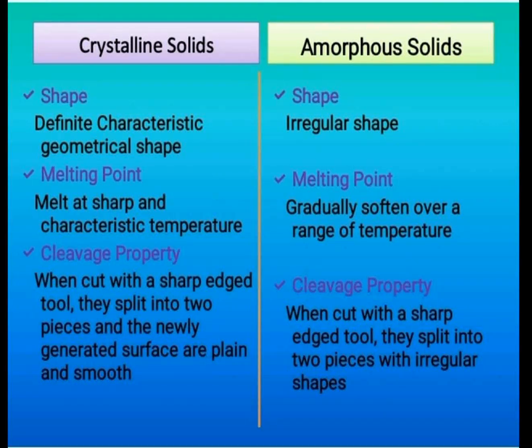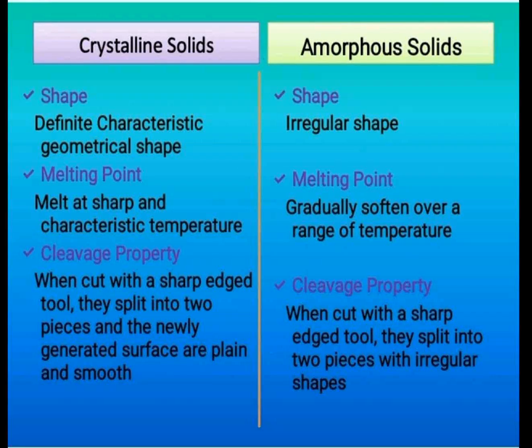Number 1, shape. Crystalline solids have a definite, characteristic, geometrical shape. Amorphous solids have an irregular shape. Number 2, melting point. What is meant by melting point? The melting point of a substance is defined as the temperature at which a substance changes from solid phase to liquid phase. Crystalline solids melt at a sharp and characteristic temperature. In amorphous solids, the substance gradually softens over a range of temperature.